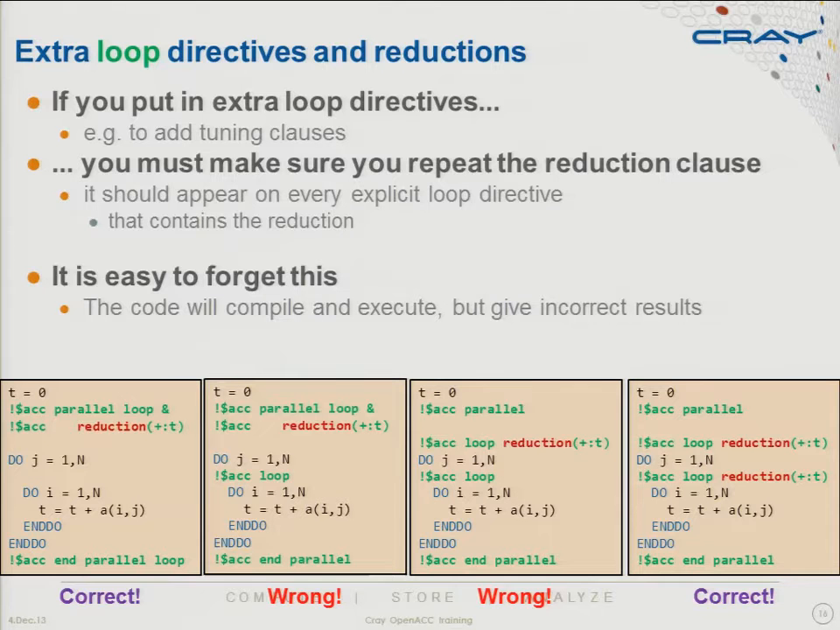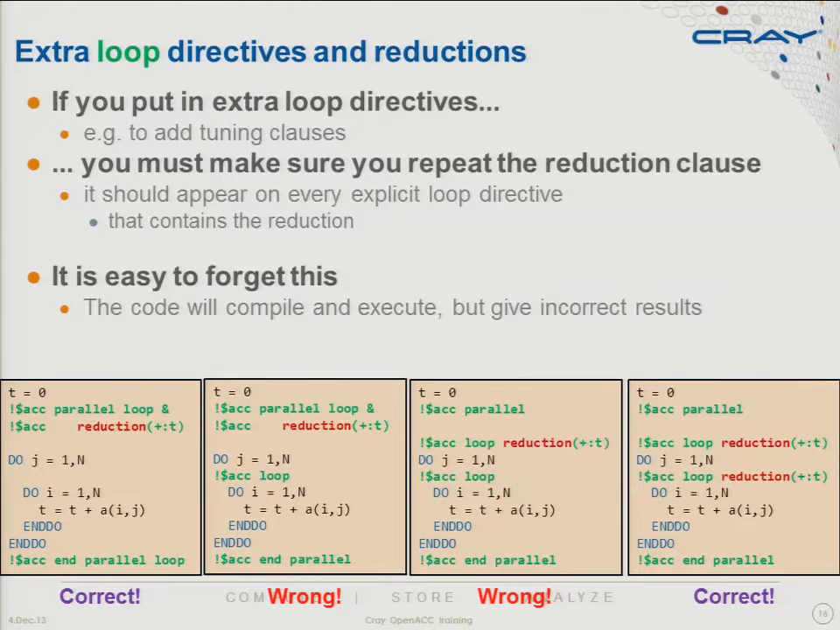Maybe I put it in because it's got a tuning clause that I've not shown you yet. Either way, this code will be wrong because there is a reduction on T in here, and I forgot to say reduction. I don't need to say reduction here because it's only if I put a loop directive in myself that I must repeat the reduction clause. Here again, I forgot it. This was all right because I've put a reduction on every loop directive. I just didn't say parallel loop. I've separated them there. So that would be all right, and that would be all right.